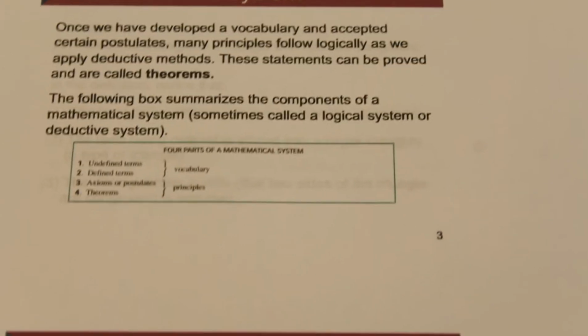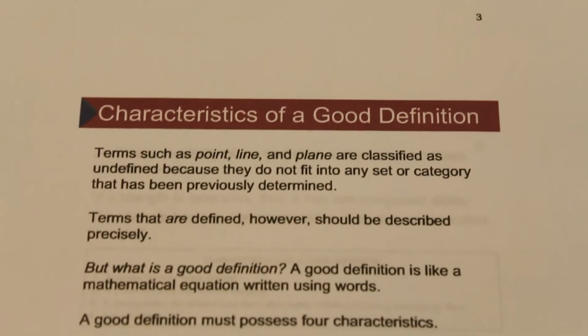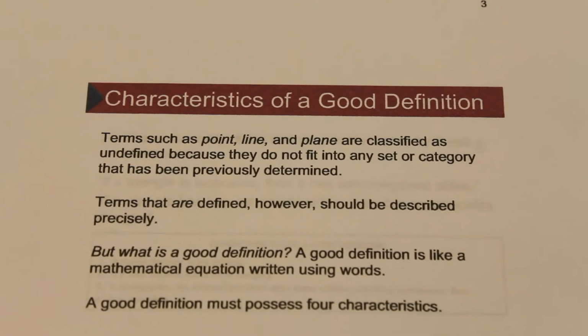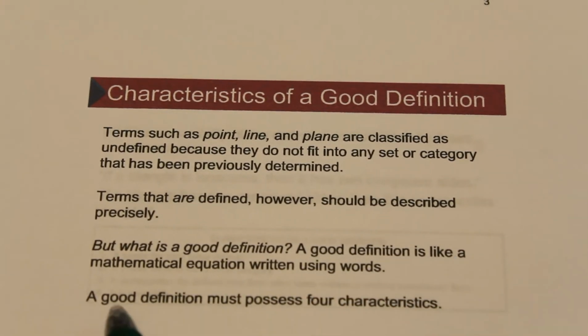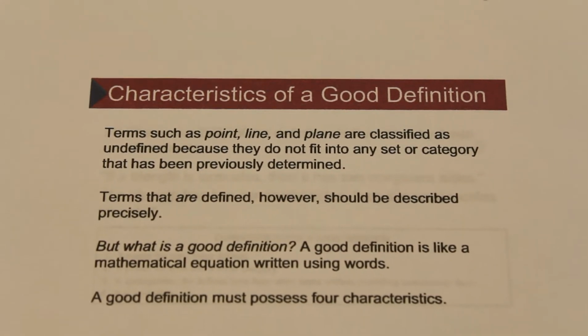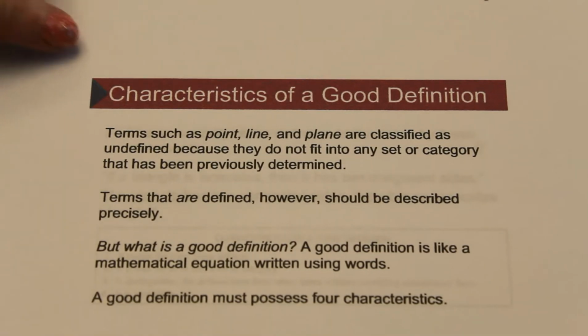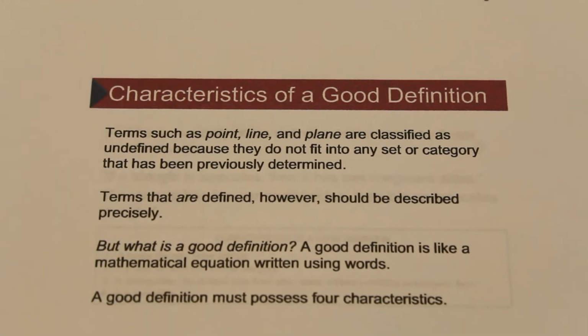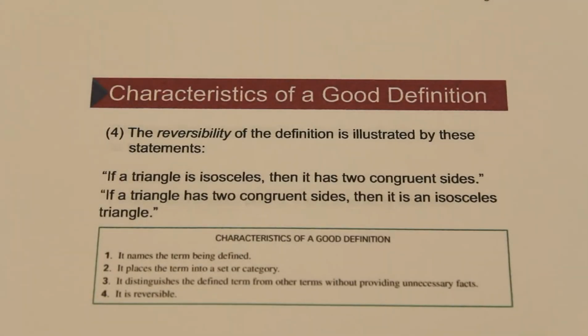So we're going to have to come up with some definitions, and a good definition has 4 parts. What is a good definition? It has to have 4 characteristics. It can only refer to undefined or defined terms previously defined in the system. Let me just give you an example. They actually have a very good example here.